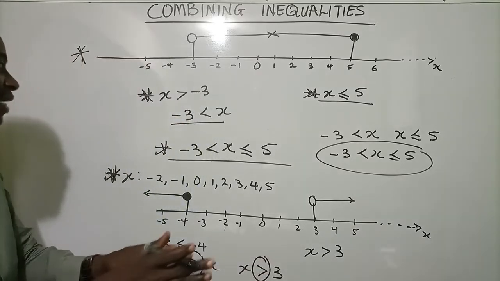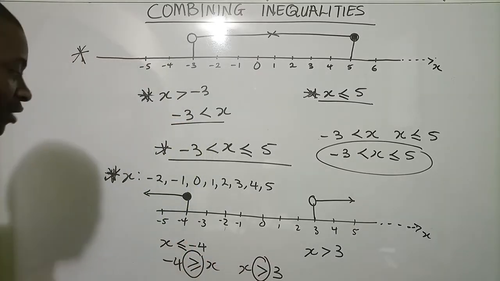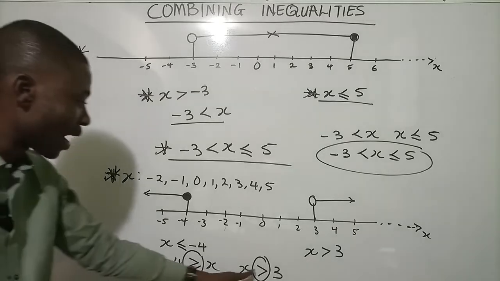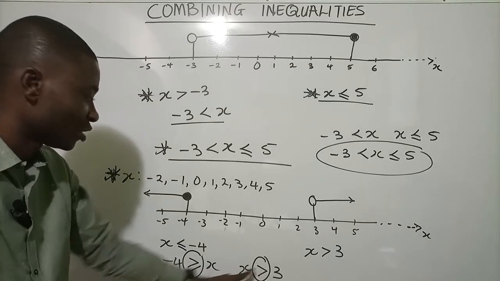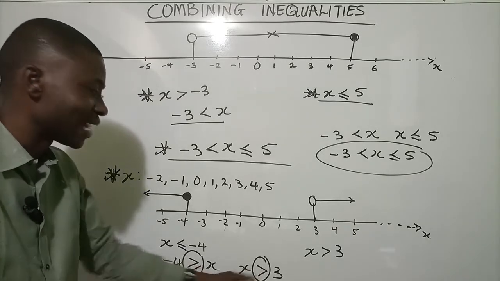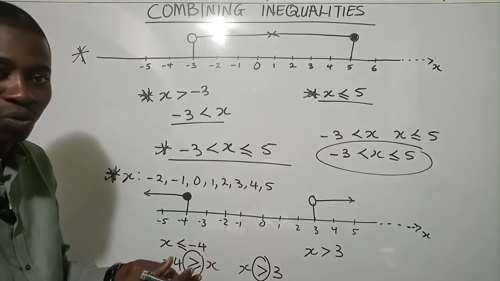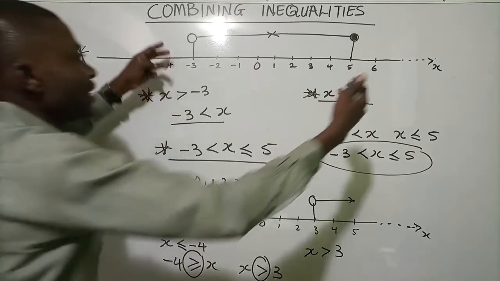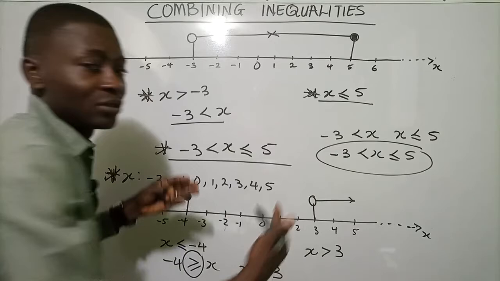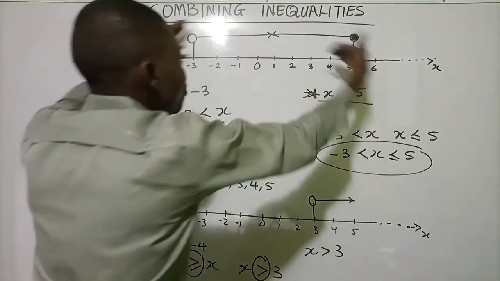Both of them greater than, greater than, greater than. Now, you cannot combine something like this. You cannot combine them together because both of them will never meet. Both of them do not meet at all. For you to combine them, it must be inclusive, like this.